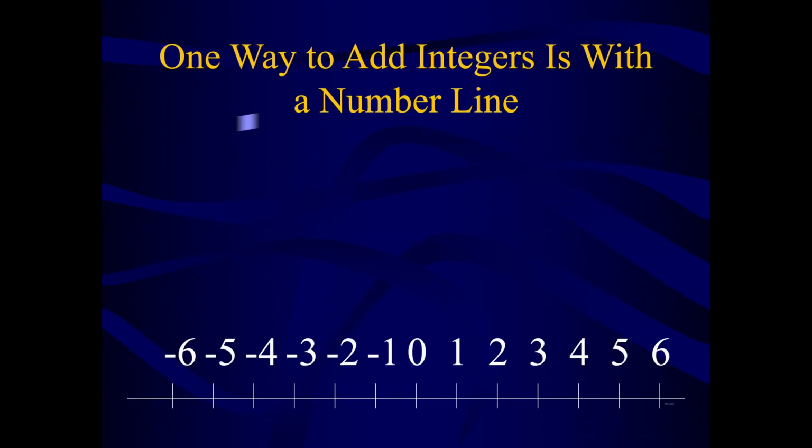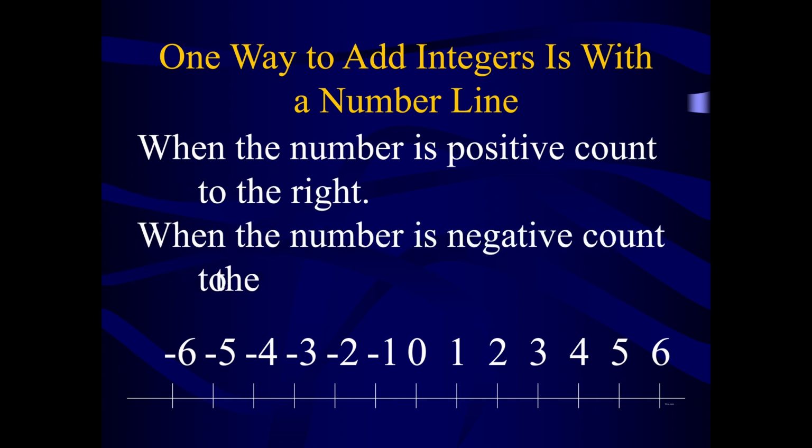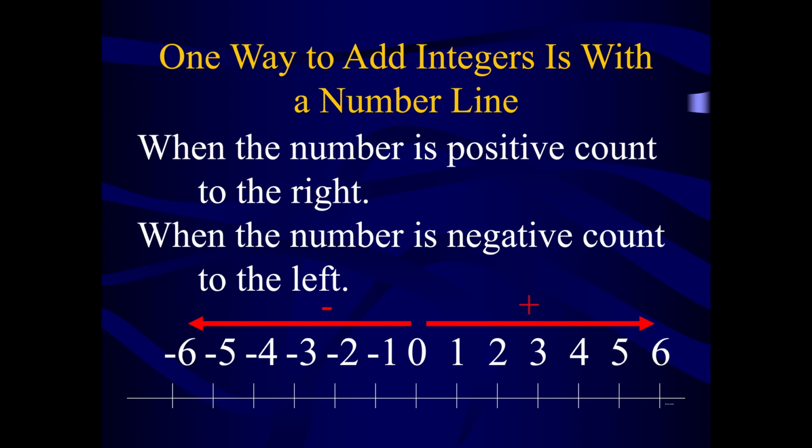One way to add integers is with a number line. This is a great visual for learning about negative and positive numbers. When the number is positive, count to the right. When the number is negative, count to the left. The center 0 is the division between the negative and positive numbers. We have to remember that the positive numbers are on the right and the negative numbers are on the left of the 0.